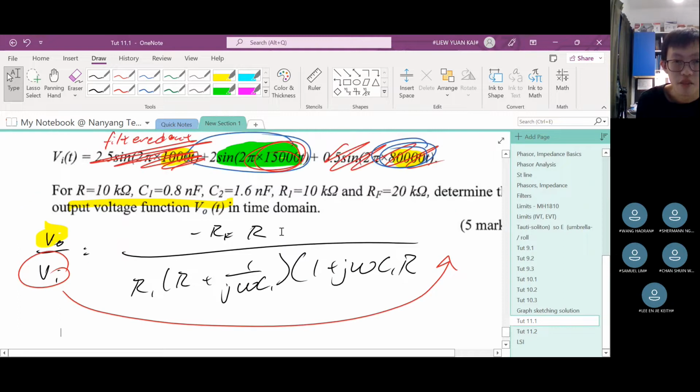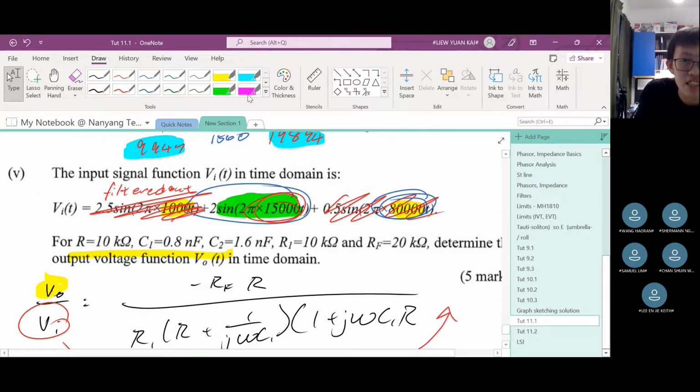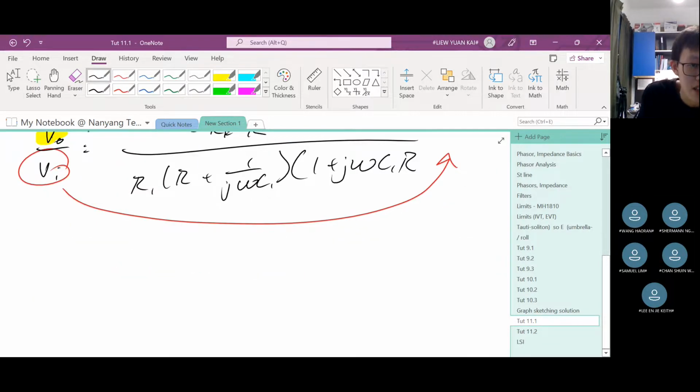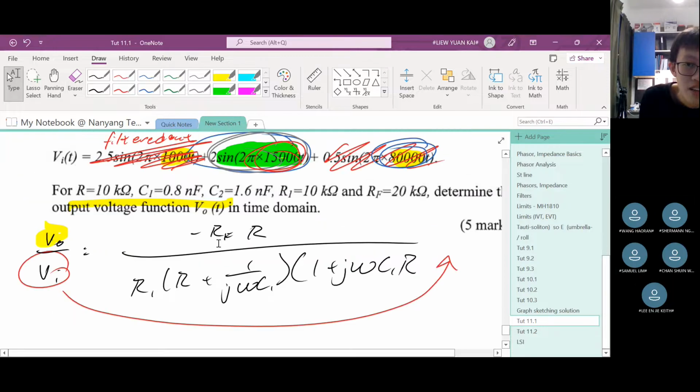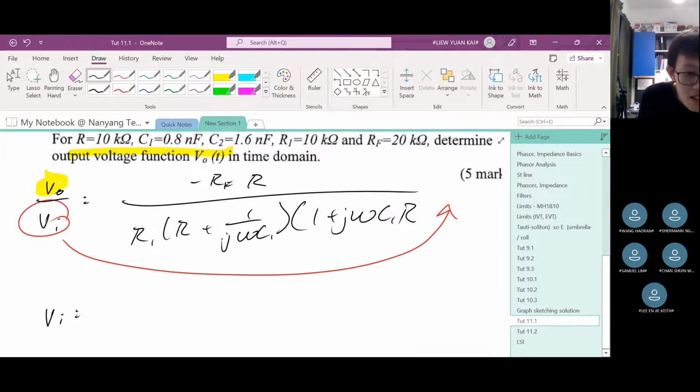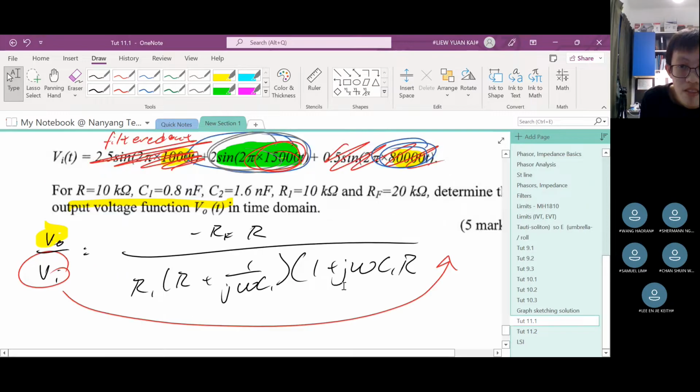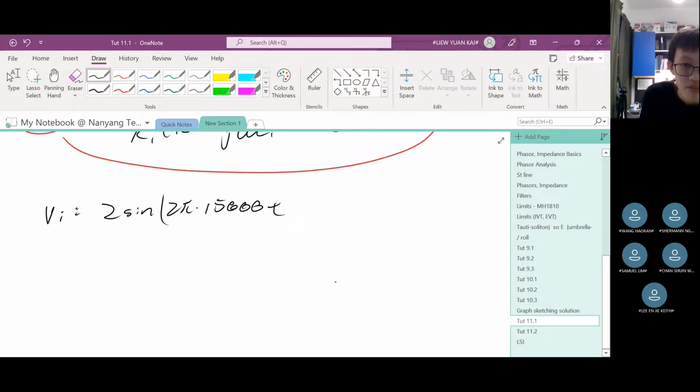So what are we supposed to do? See, this is a sinusoidal wave, right? This V in is a sinusoidal wave. So let us copy this down. So V in is equals to 2 sine 2 pi times 15000 t, right? Okay. We need to change this to a phasor, okay? Only then we can punch it into our calculator. So this is sine, I need to change it to cosine. So 2 cosine, copy the inside.